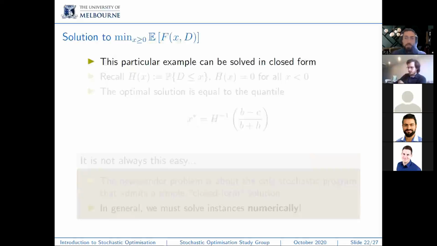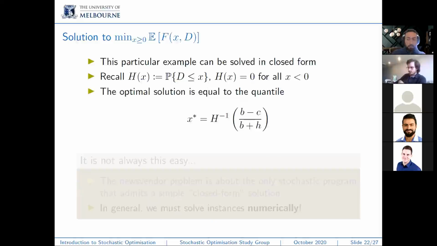So it turns out that this newsvendor problem is actually really well studied, and it's most likely always the first problem that textbooks present because it has a closed-form solution. Recall that the CDF of D is denoted by H of x, and the solution to this is the quantile x star, equal to the inverse of the CDF, and it depends on the reordering cost b, cost per unit, and holding cost h.